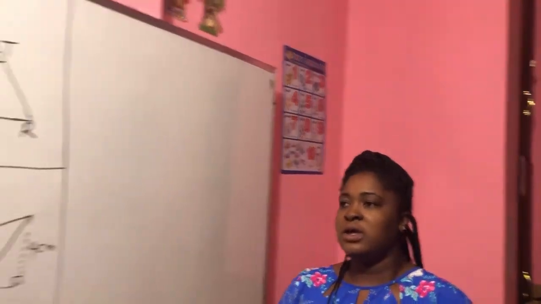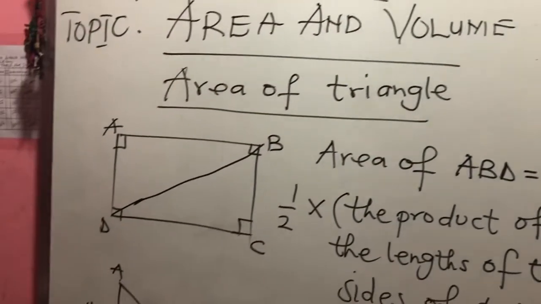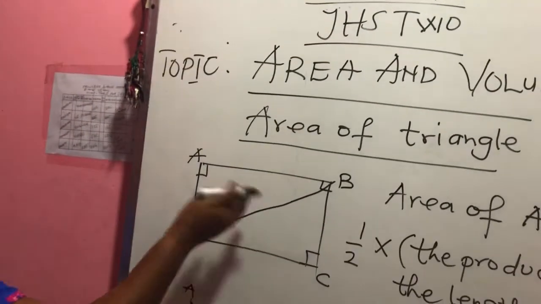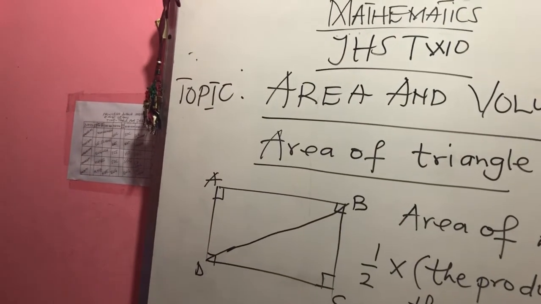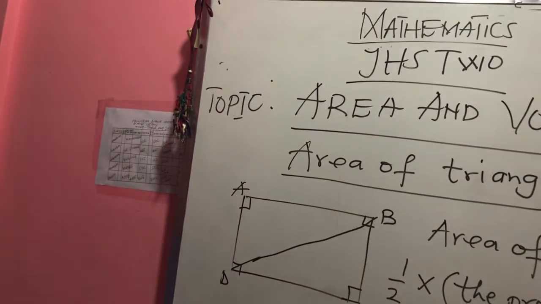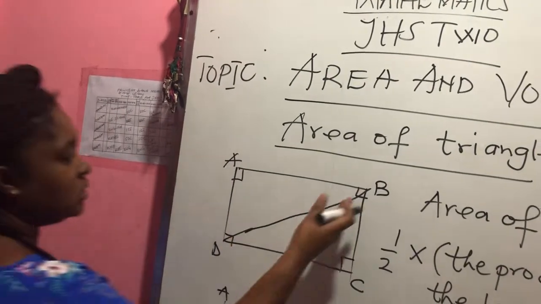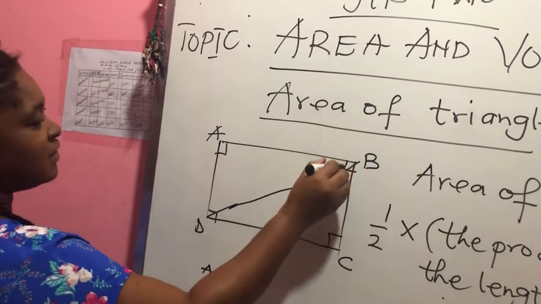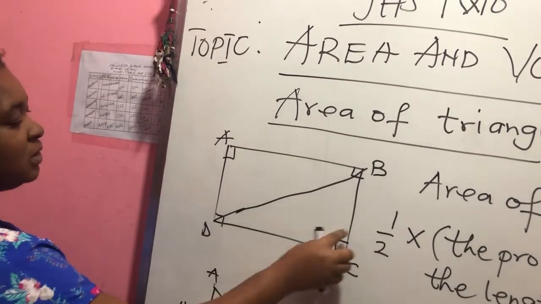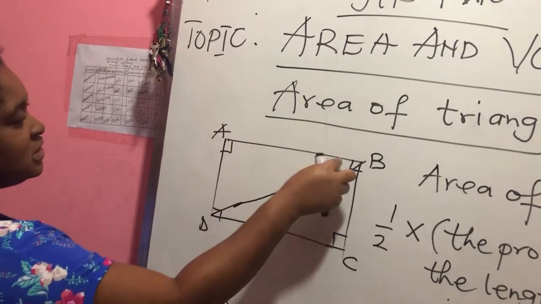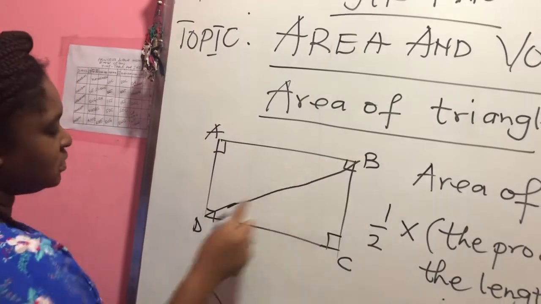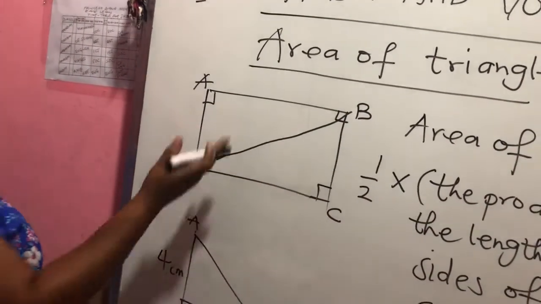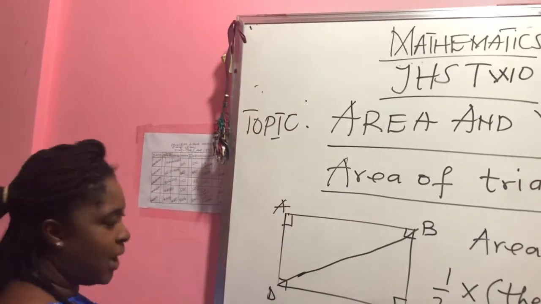Now let's look on the board. First of all, let's know what a right angle is. From here, we can see that this is a rectangle ABCD, and BD is the diagonal of the rectangle. We have our right angles, each forming 90 degrees. And our diagonal BD is dividing the rectangle into two equal parts.